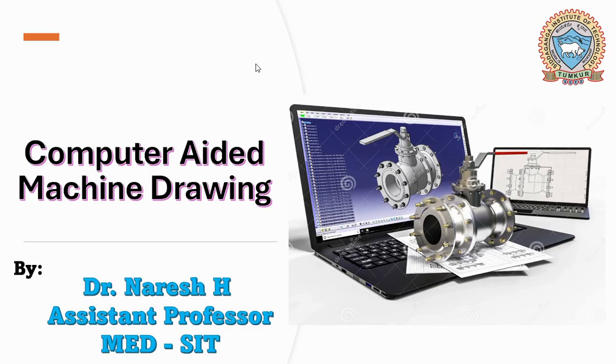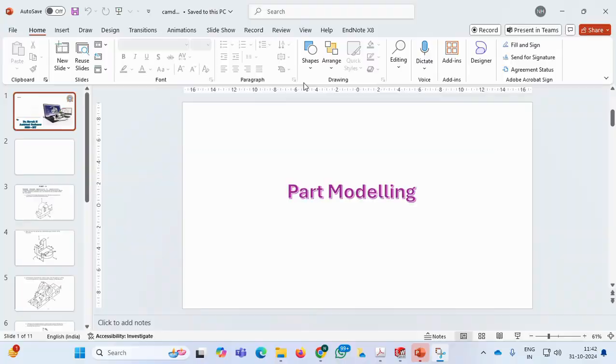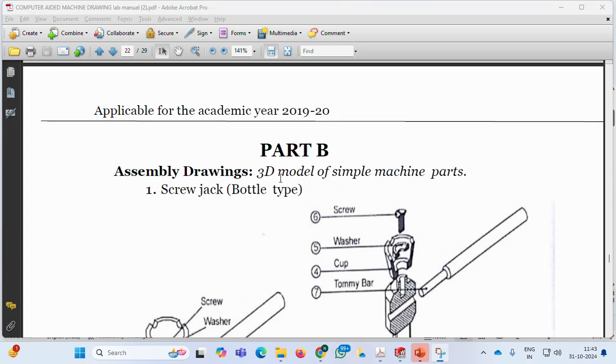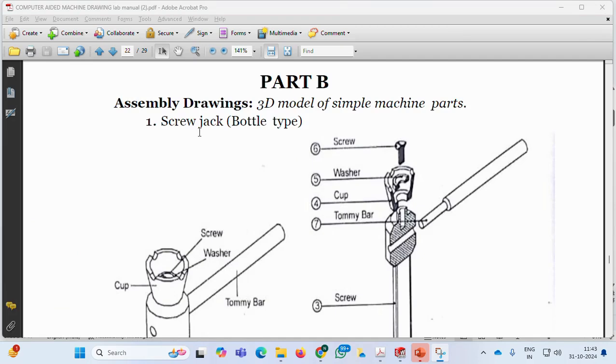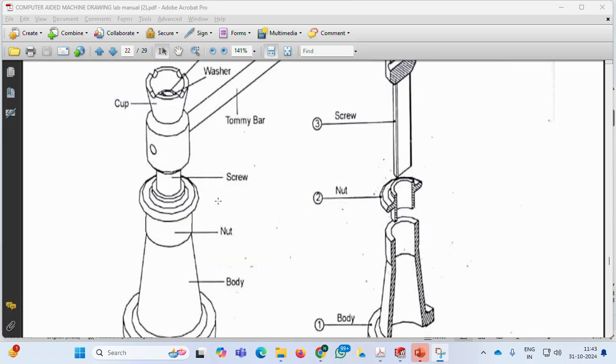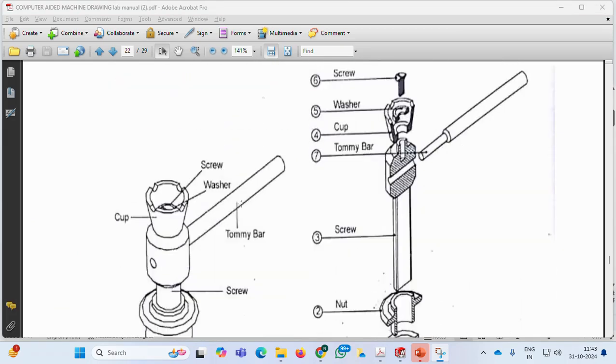In today's session I am going to teach you how to do the assembly of screw jack. So let's get in. Part B, assembly drawing 3D model of simple machine parts. The first one is screw jack bottle type. So this is the screw jack of bottle type. The drawing has been given.